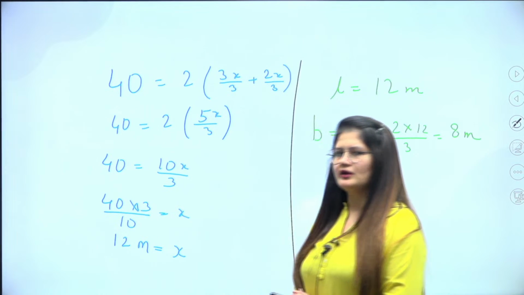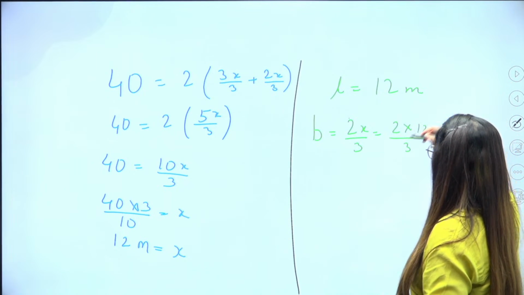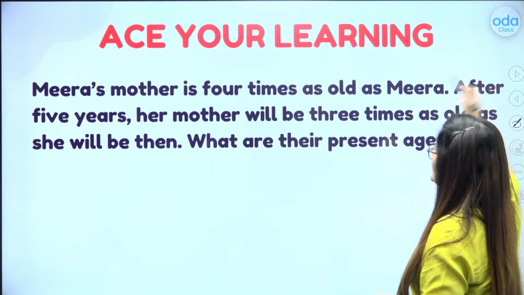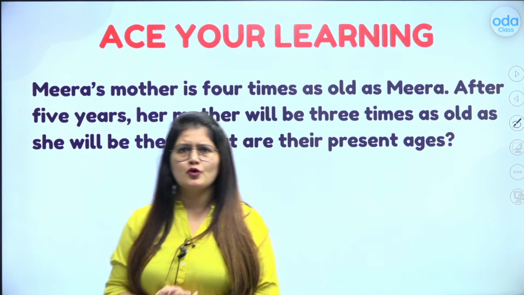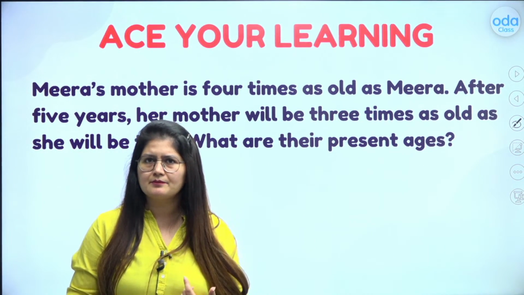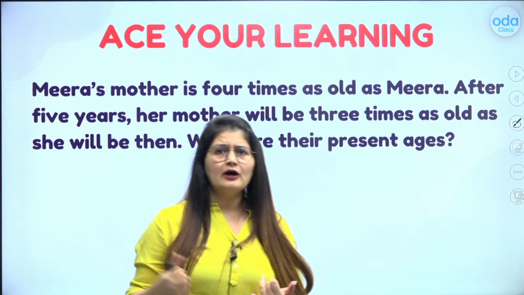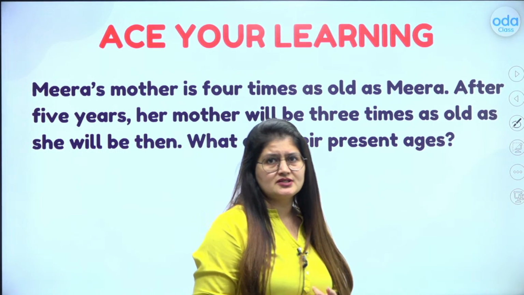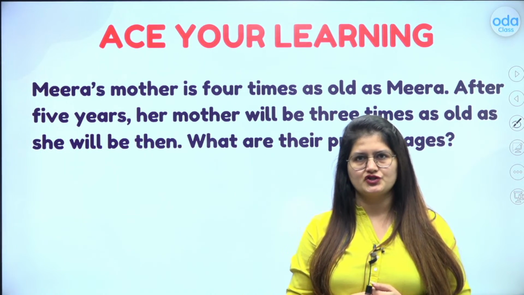Okay, now moving on, let's have the next question. Let's understand what the next question is. This question is actually based on age. So far we have seen a question based on numbers, and one based on perimeter, or I would say mensuration. Now let's move to the third type of questions that we get in the chapter of simple equations while doing the applications of the same.